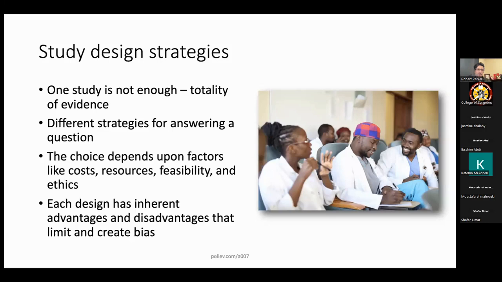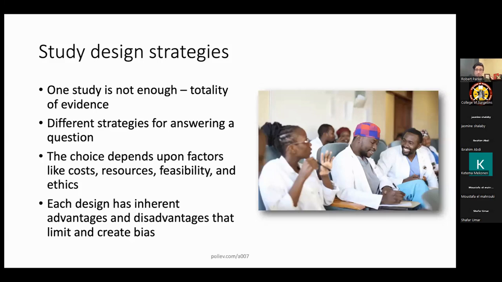So there are many different strategies for answering a question. The choice of what study type to design depends on many different factors, like the costs of the studies. What resources do you have available? Is it a feasible study, and is it ethical? So each design has its inherent advantages and disadvantages that limit and create bias.